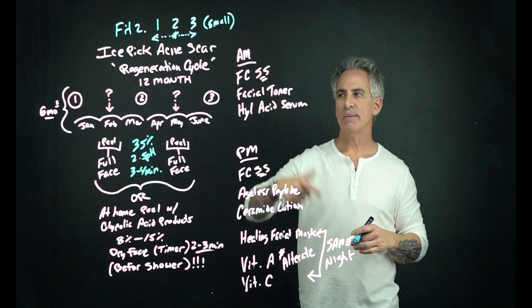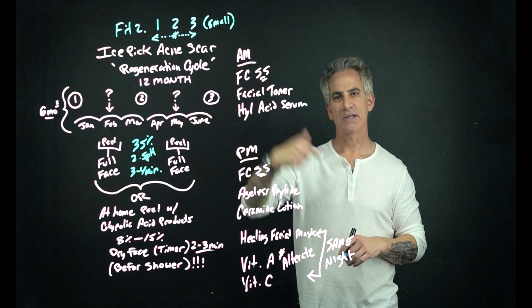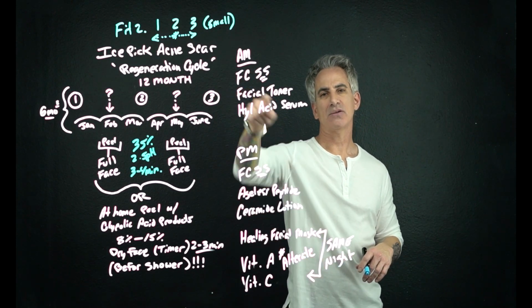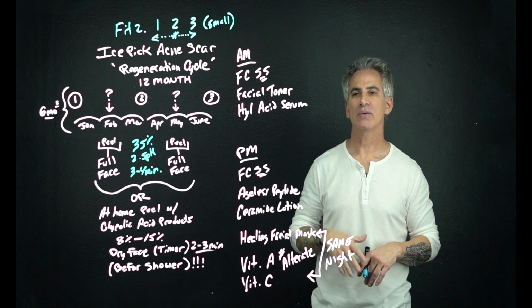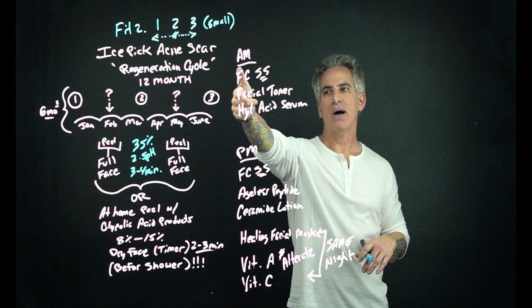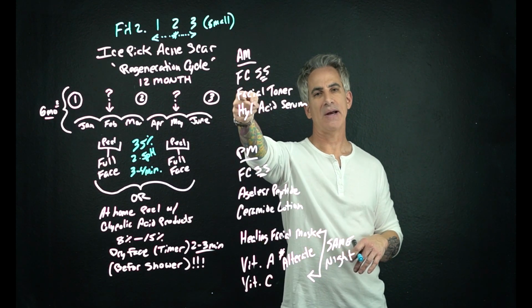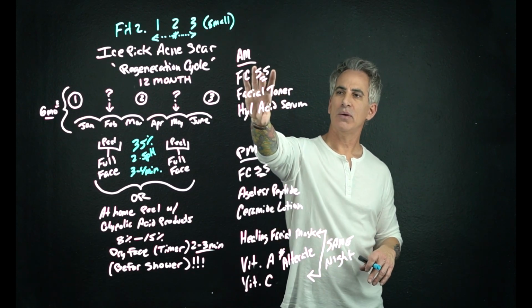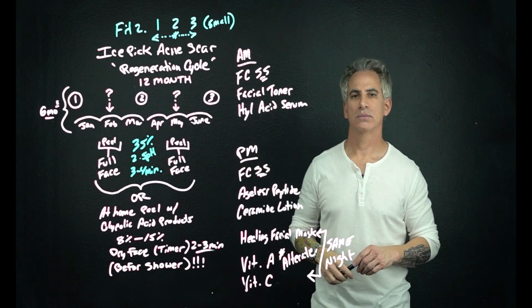Now, AM and PM protocol for the first to the 6th month. Facial cleanser, sensitive skin. Okay. Facial toner. Now, there's a product I've never talked about. We'll talk about that later. But natural moisturizing factor, vitamin C, facial toner, hyaluronic acid serum. What do you notice about this AM protocol?